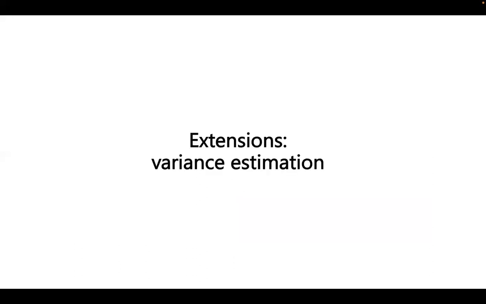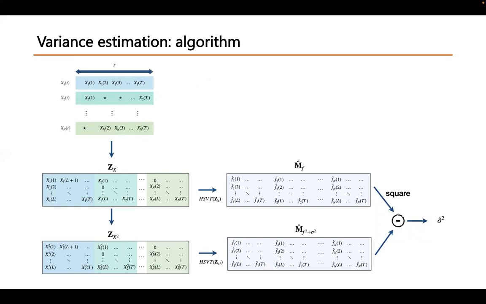So those are the key results. Now let me show you some of the extensions we've done to the MSSA method. The first one is variance estimation. Say I want to estimate the variance of the noise term, eta n squared t. This is a simple 2-step procedure.